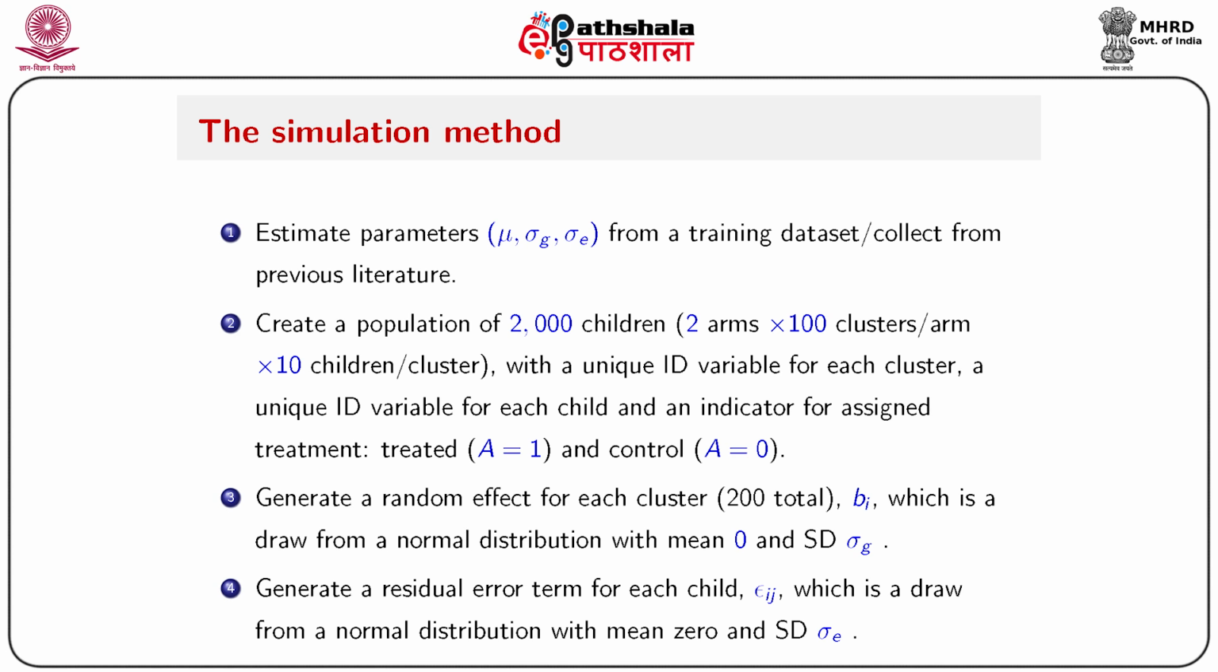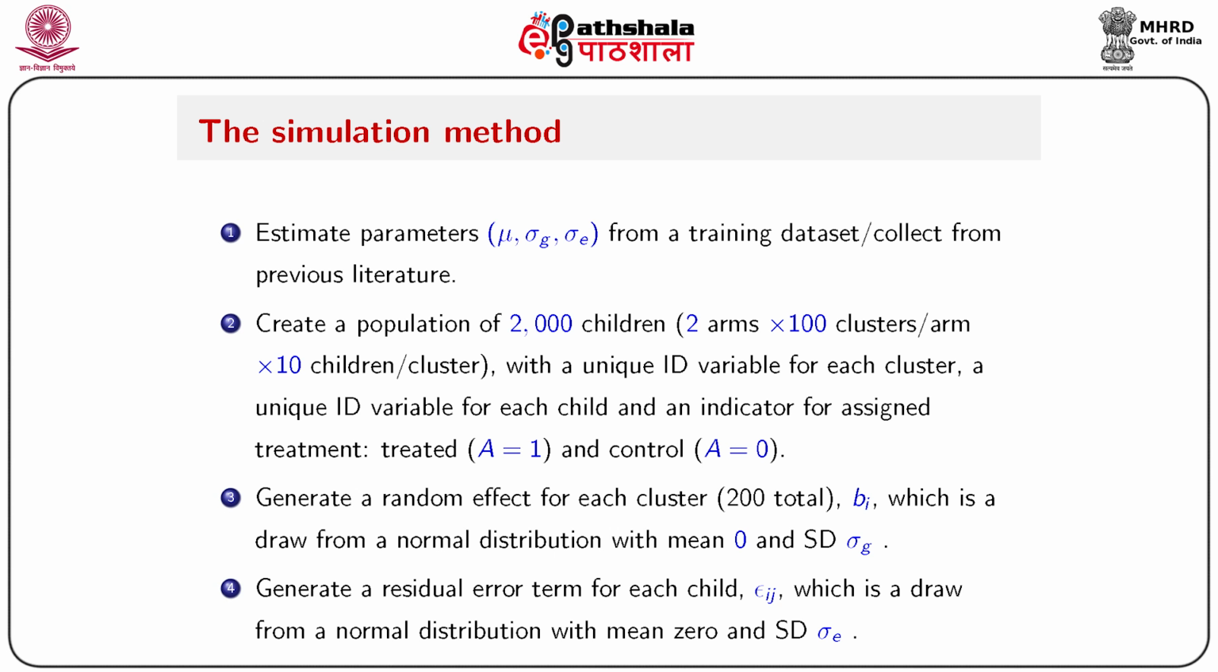So estimate the parameters mu, sigma g, sigma e from a training dataset or collect them from previous literature, then create a population of 2000 children, 2 arms, 100 clusters per arm, and 10 children per cluster. Include a unique ID variable for each cluster, a unique ID variable for each child, and an indicator for assigned treatment, say treatment A equals 1 and A equals 0.